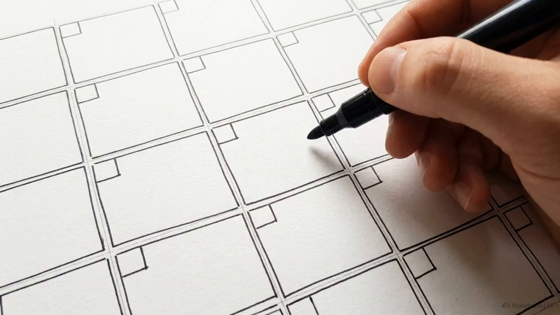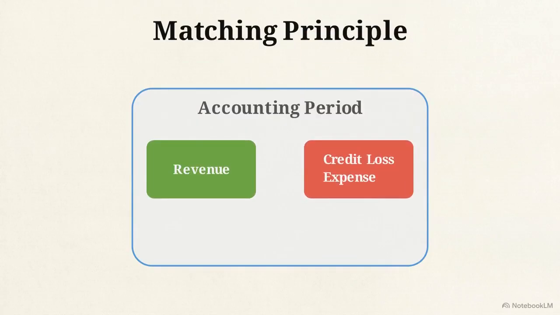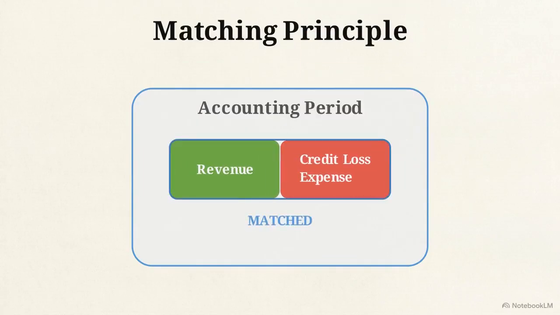Accountants cannot wait for an actual default to record a loss. To comply with the matching principle, the estimated cost of granting credit must be recognized as an expense in the exact same accounting period that the related revenue is recorded.